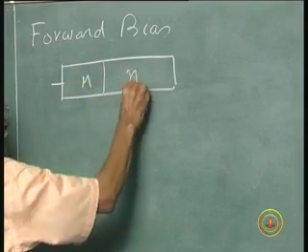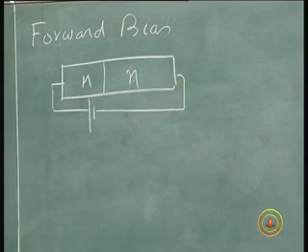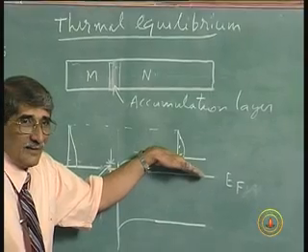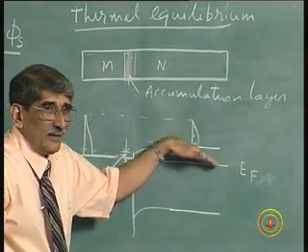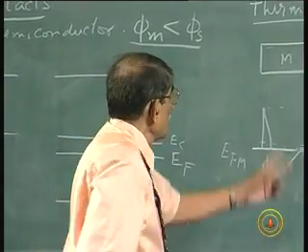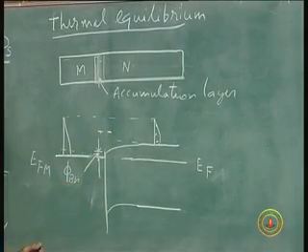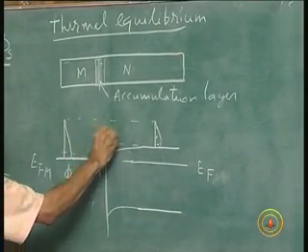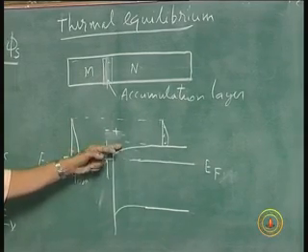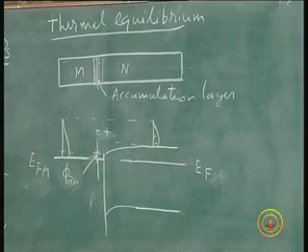N type. What will happen? This will go up or down. We are having a potential which is plus minus, I am sorry, minus plus. When I am forward biasing, actually I am reducing that. You are changing the barrier, one of them you are moving out.